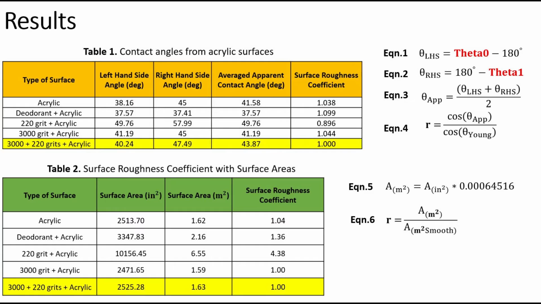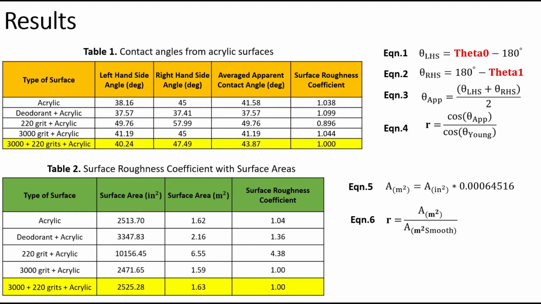I also have some results. Basically, it's comparing the 2 approaches in which I got the contact angles from the acrylic surfaces with the droplets, and I also got the surface area of the droplets on the acrylic material. As you can see, the surface roughness coefficients are just slightly different, but I'll show the percent error towards the end. You can already notice that there's a yellow section that's highlighted, and what that means is my ideal smooth surface that I'm referencing from.